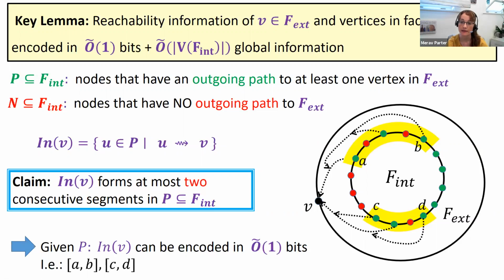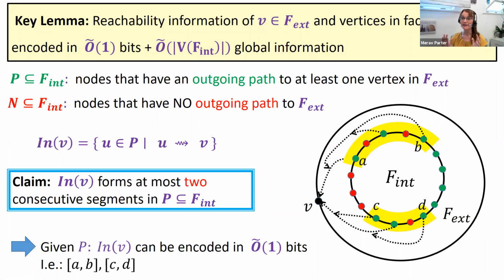Maybe they don't have an incoming path to V, but they have at least one node on the external face to which they have a path. And the negative nodes, the no nodes, the nodes that have no incoming path to any of the nodes on the external face, those are the nodes that we don't really care about.